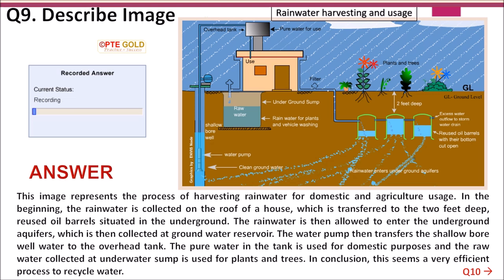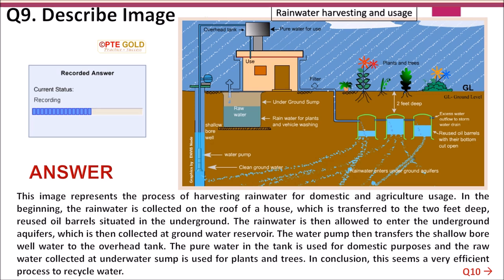This image represents the process of harvesting rainwater for domestic and agricultural usage. In the beginning, the rainwater is collected on the roof of a house, which is transferred to the 2 feet deep, reused oil barrels situated underground. The rainwater is then allowed to enter the underground aquifers, which is then collected at the groundwater reservoir.